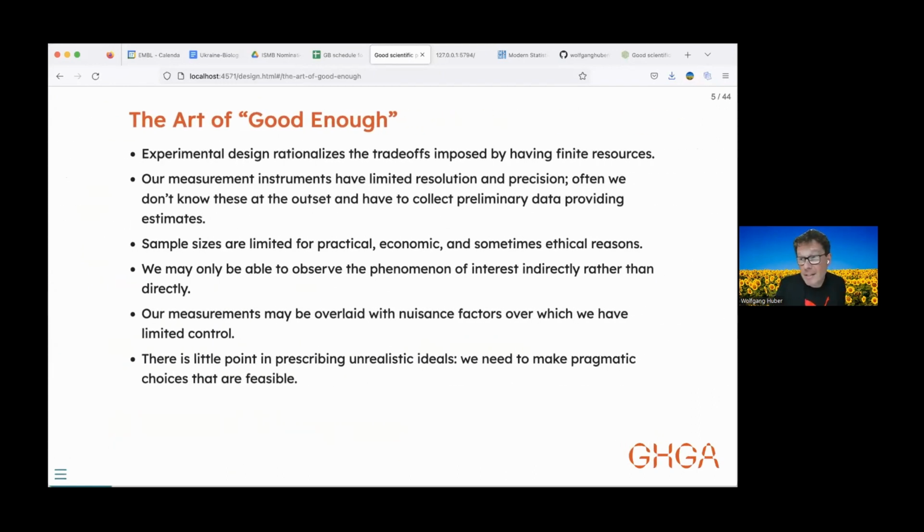So really, experimental design is actually the art of good enough. We rationalize the trade-offs that are imposed by having finite resources. If we had infinite resources and perfect measurements, we don't really need experimental design, and everything is really easy. But of course, in reality, our instruments often have limited resolution and precision, which we often don't even know at the outset, and we have to collect preliminary data to provide such estimates for our accuracy and precision. Sample sizes are often limited for practical, economic, and sometimes ethical reasons.